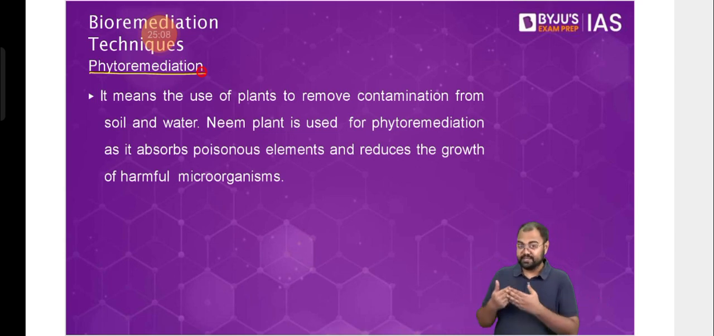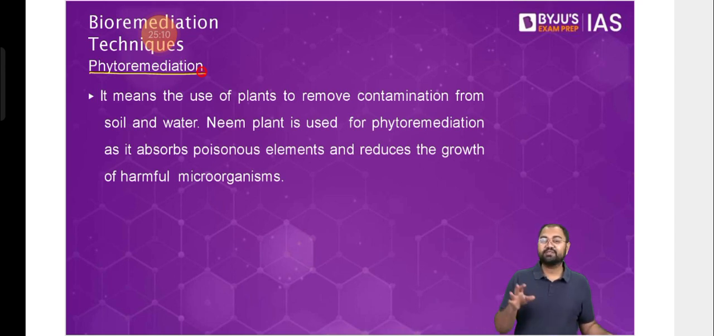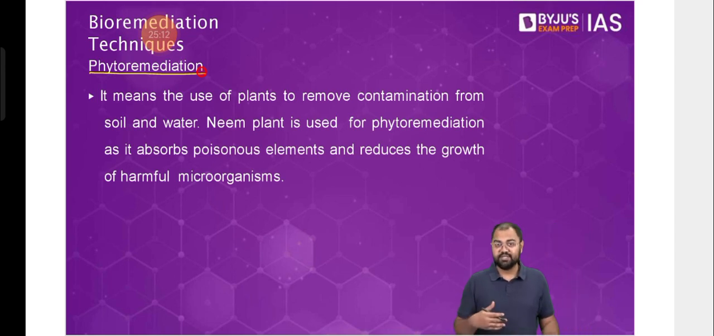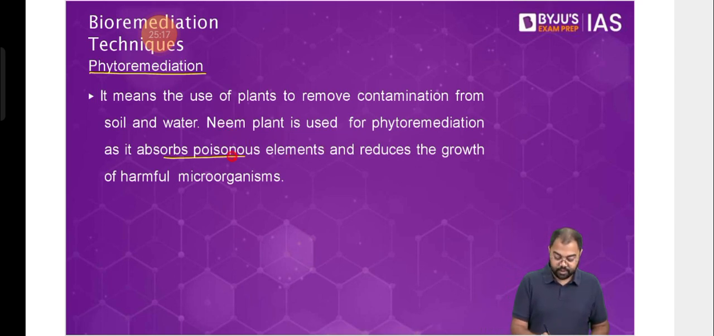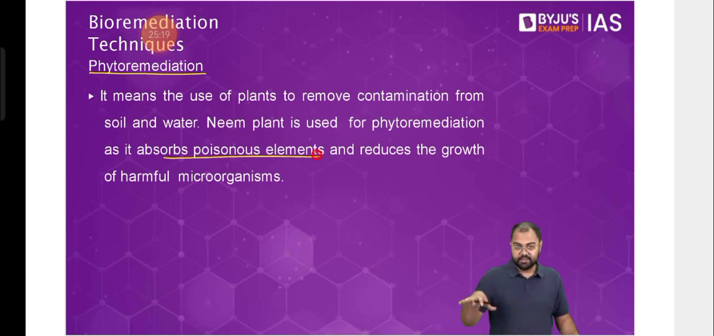But there are certain plants, there are certain trees that go beyond this. So for example, a neem tree is a perfect example of it, where we know neem for its medicinal properties. We know neem for its decontamination properties, and it basically can also absorb poisonous elements and reduces the growth of harmful microorganisms in the given area. So that's why they also help in phytoremediation. So that's why there is an extra amount of work that these plants and trees do.